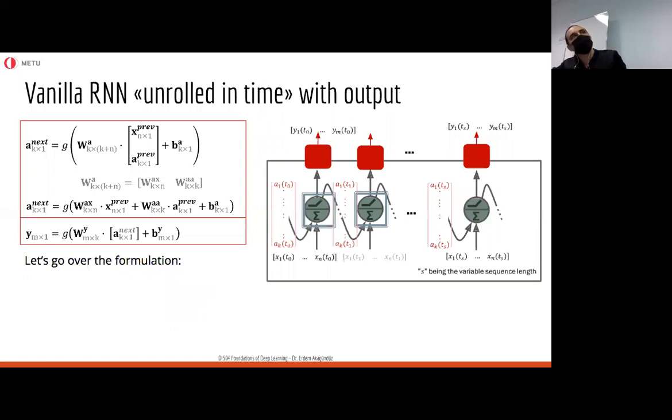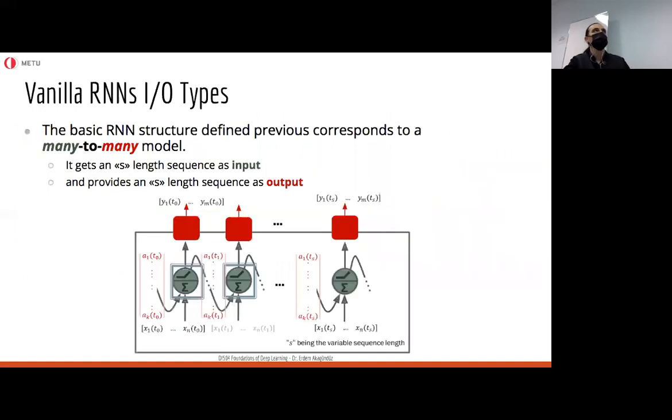So the formula doesn't change. This was the formulation, and it is the same, guys. So this formulation is actually this guy. The only thing is, when you're training this computational graph, these weights will always be the same. They are the clones of each other. Okay, let's go over the formulation.